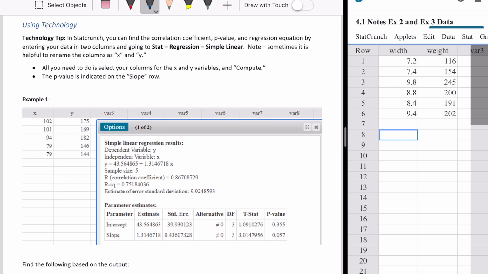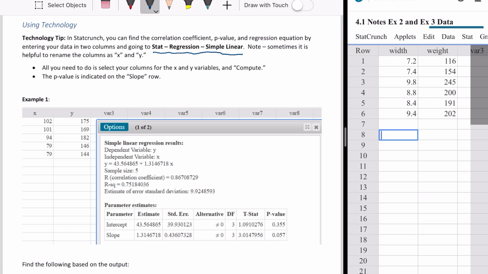Okay. Sure. So, using technology, let's look at what these results look like in StatCrunch, just before we do an actual example here. I want to highlight what the important information is to get from here, because there's a lot of information in the results. First of all, to find these results, after you put in your X and Y columns, you're going to go to Stat, Regression, Simple Linear.